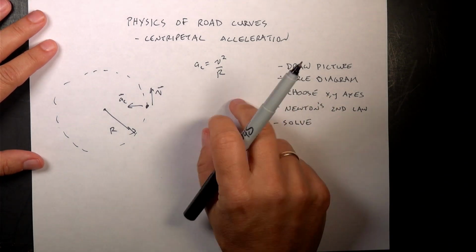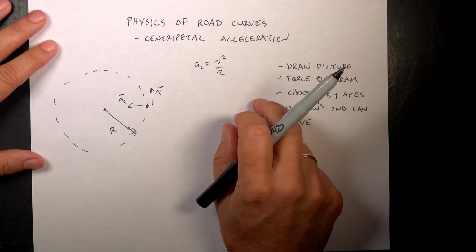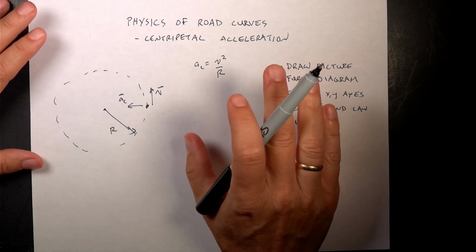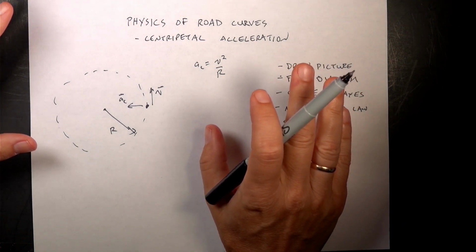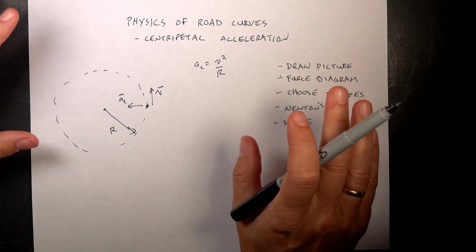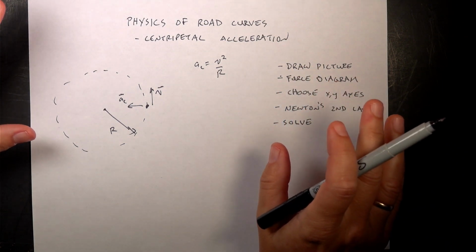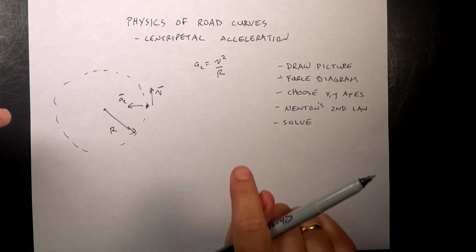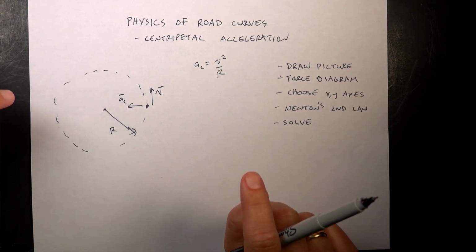How about we do some awesome physics problems? These are curves, and I'm going to use real roads, and we're going to look at how fast you can go around a different curve. So let's start with the very important idea that we're going to use here.